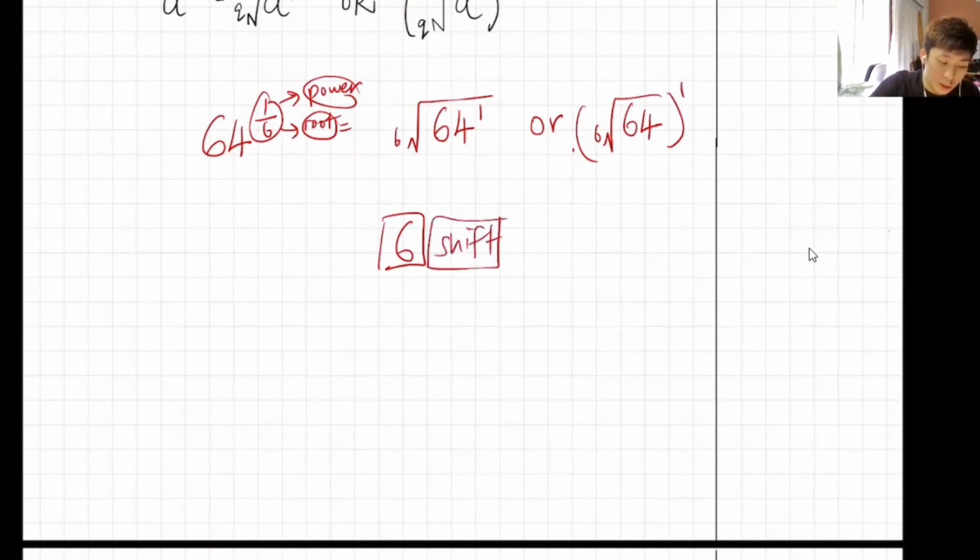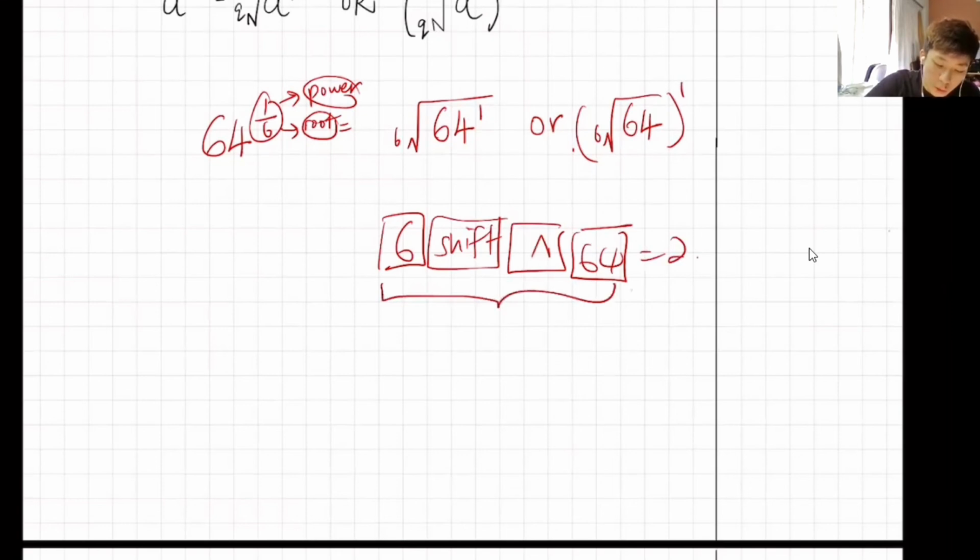and then you see this button. For the Casio 570 MS it is this. 6, shift this one, you'll get it. Then you write whatever value you want to root. Then you write 64. All right, then you get the answer, which is 2. Basically, what this means is that you are taking the 6th root of 64, which is 2.